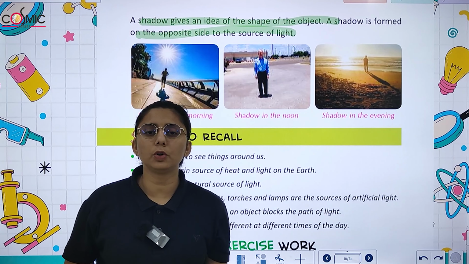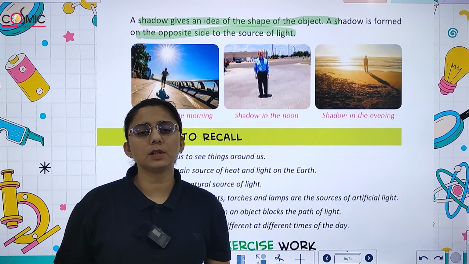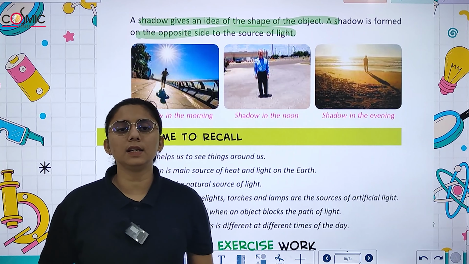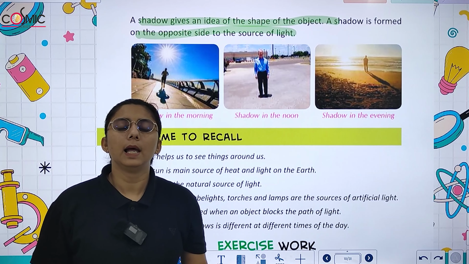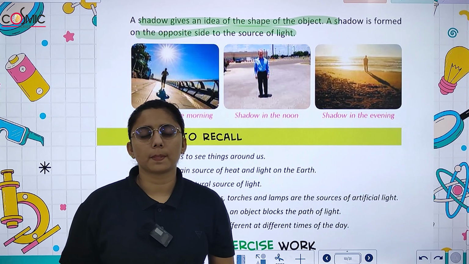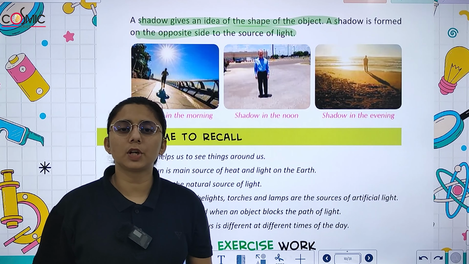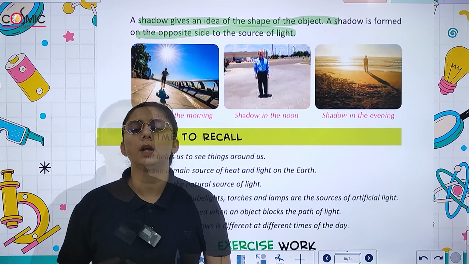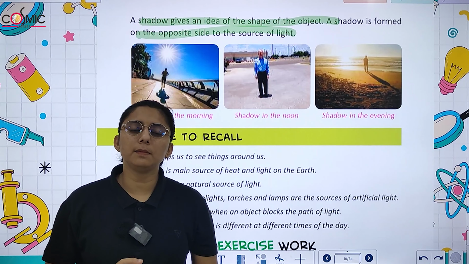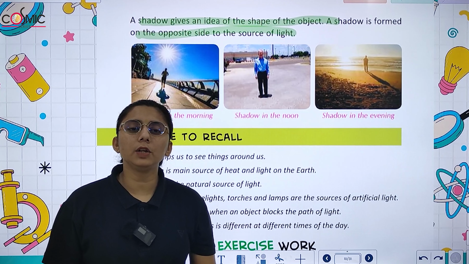Now, let's recall in this chapter I have told you about what is light. Sources of light I have told you. We have natural and artificial sources. In natural sources, we have sun. In artificial sources, we have bulb, lamp, candle, different sources. Then I have told you about shadow. We have studied that shadow is formed in different times of the day. Shadows are formed according to our day.